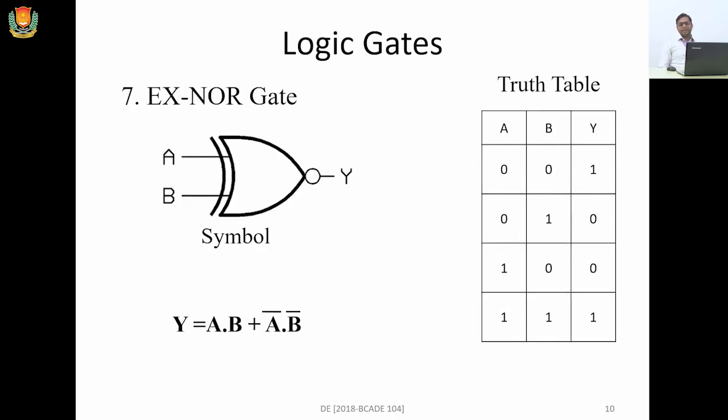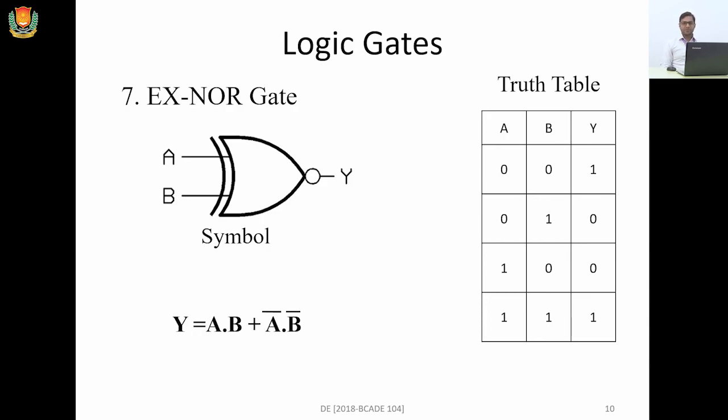From here you can say that for the XNOR logic gate, if you have the same inputs, the output will be 1. If you have different inputs, a combination of 0 and 1 or 1 and 0, the output will be 0. It is just opposite to the last one, the XOR logic gate. The expression for this logic gate is Y equals AB plus A bar B bar.